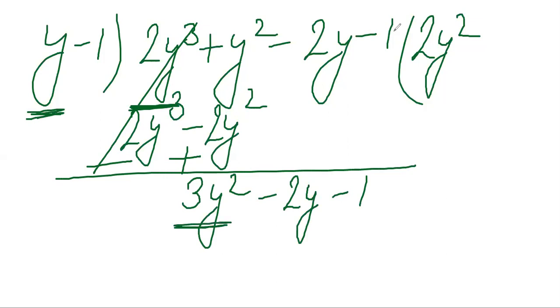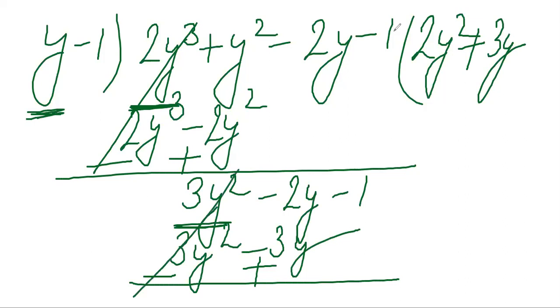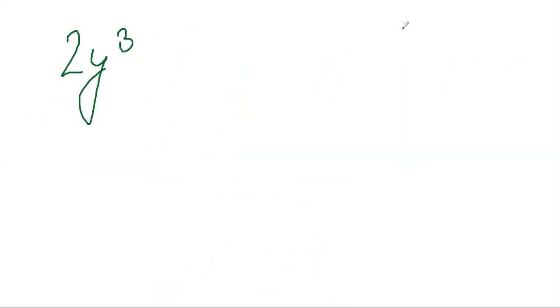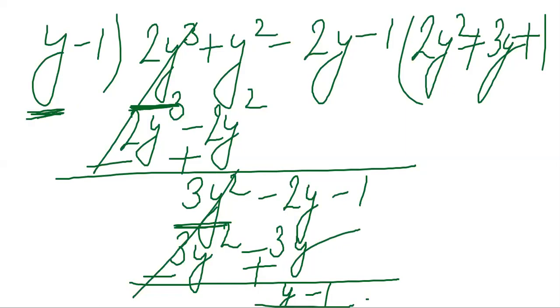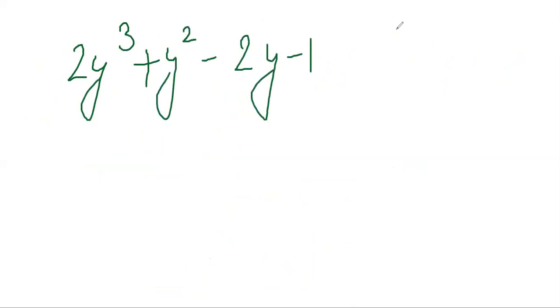Then y, here 3y square. We will take plus 3y. 3y into y is 3y square. Then 3y into minus 1 is minus 3y. Change the sign, cancel, and what is left here is y minus 1. Now it will go on 1 and the remainder will be 0. So we can write 2y cube plus y square minus 2y minus 1 is equal to y minus 1 into the factor 2y square plus 3y plus 1.